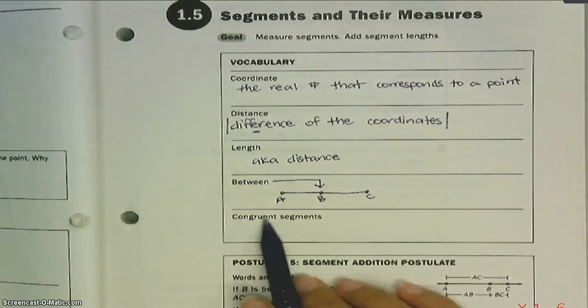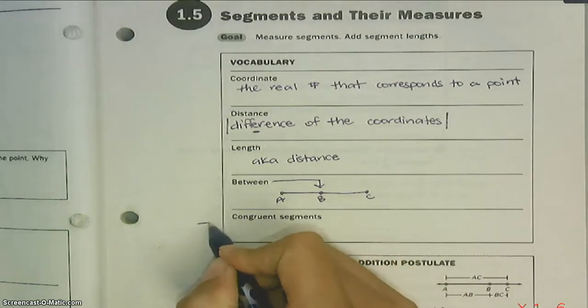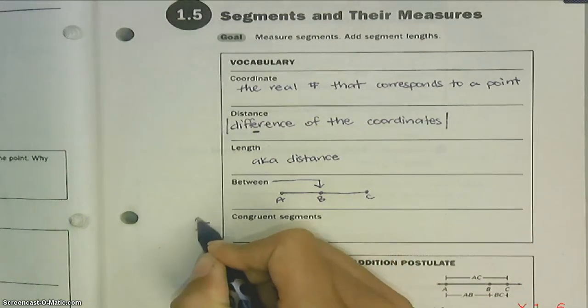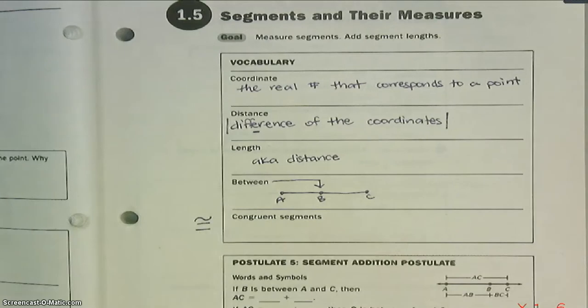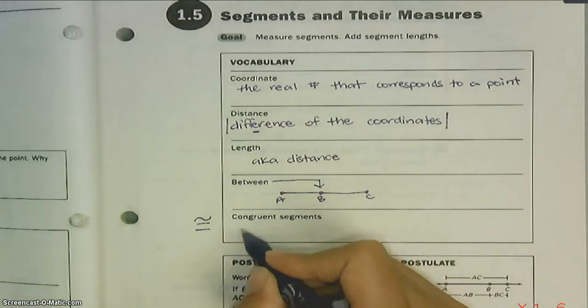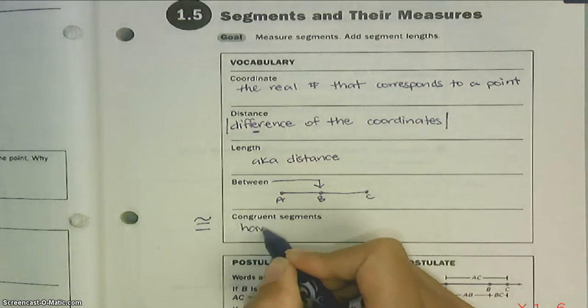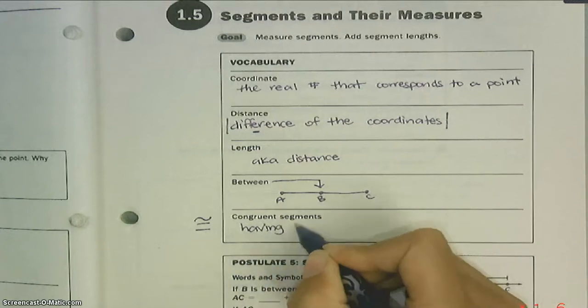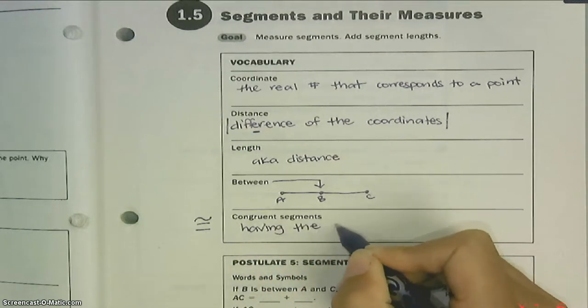Congruent. You're going to hear this word a ton in geometry. And I want you to write the symbol. It looks like an equal sign, but it has a little squiggly above it. That is the symbol congruent, and we are going to use this the whole year. And congruent means having the same length, or the same measurement, the same distance.